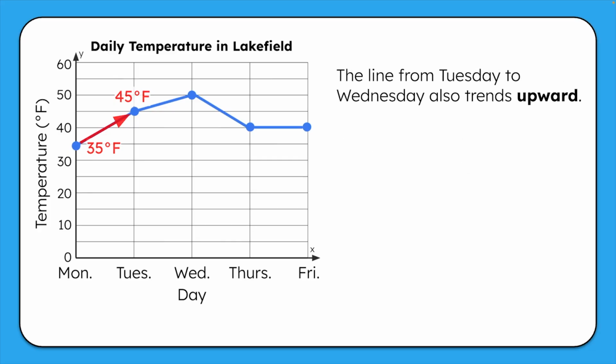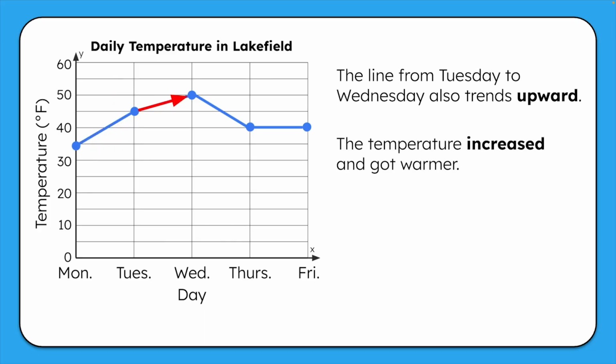The line from Tuesday to Wednesday also trends upward, meaning the temperature increased and got warmer. It's not as steep, so it increased less than it did between Monday and Tuesday. Increasing from 45 to 50 degrees is only a 5-degree increase.